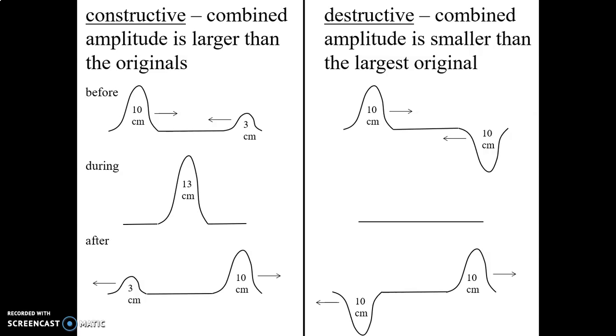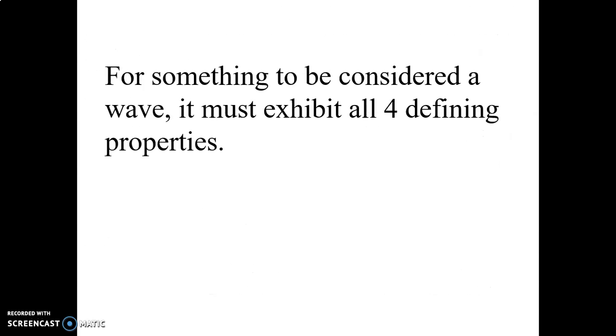Let's just put this all together by saying that all waves show all these properties. So we want to say it like this. For something to be considered a wave, it must exhibit all 4 defining properties. These are the defining properties of waves. So it's almost like you could use these as a series of tests. If you're looking at some phenomenon, if you're not quite sure if it's a wave, you can go through these 4 properties and see, does it check off all of them on the list? And if so, it's a wave.